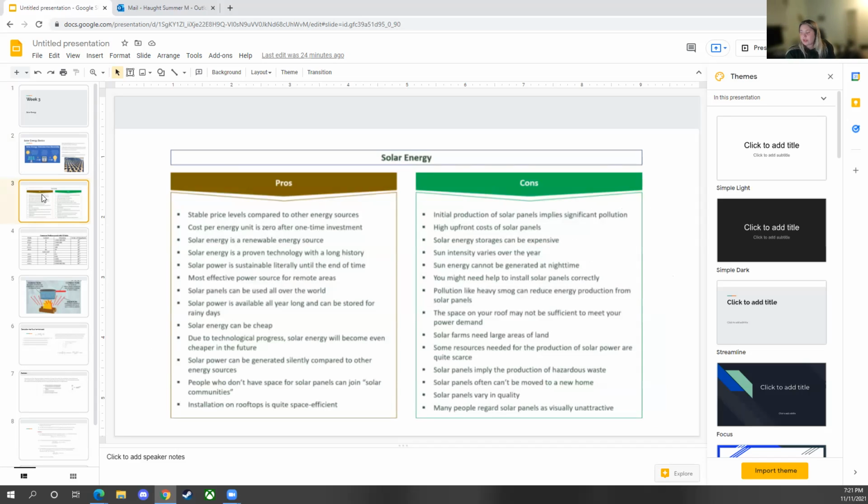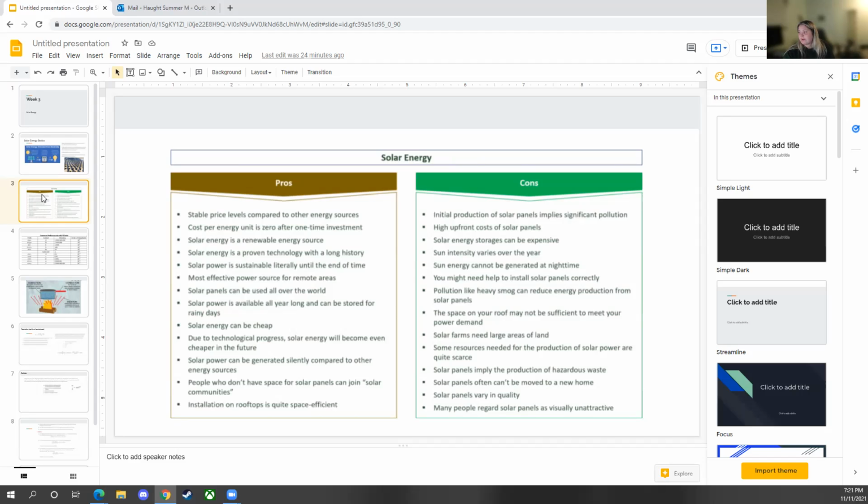So for pros, obviously, it's using solar energy as a renewable form of energy. It's something that no matter what happens, we're always going to have the sun, at least in our lifetimes, right? We can run out of coal, we can run out of oil, but we can't run out of sunlight. So that is a huge pro of solar energy.